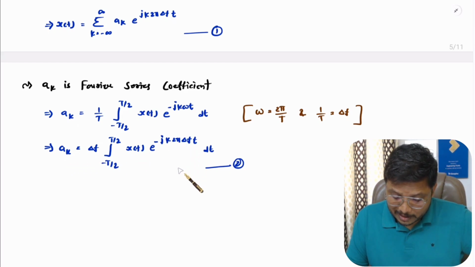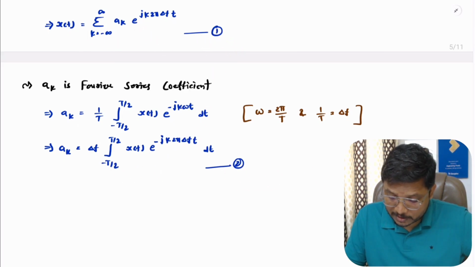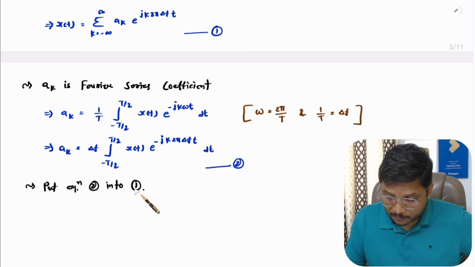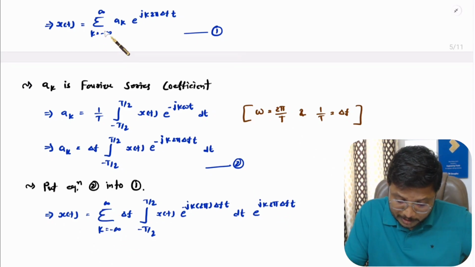Now what I'll do is I'll substitute this Fourier series coefficient in this Fourier series equation. So this is equation number 1 and this is equation number 2. I will substitute equation 2 in equation 1, right? So if I substitute equation 2 in equation 1, then here you can observe we have the summation where k ranges from minus infinity to plus infinity.